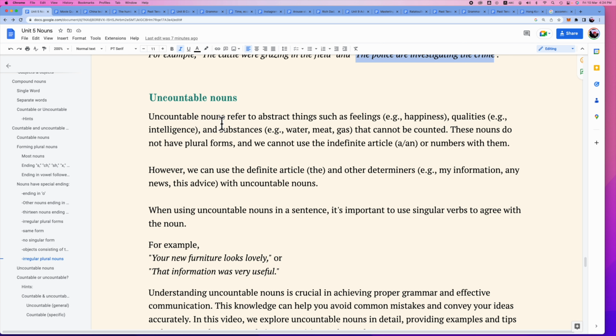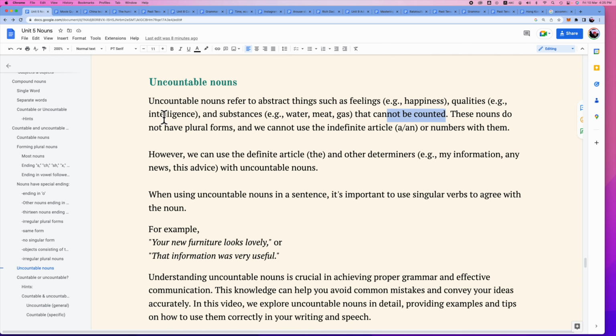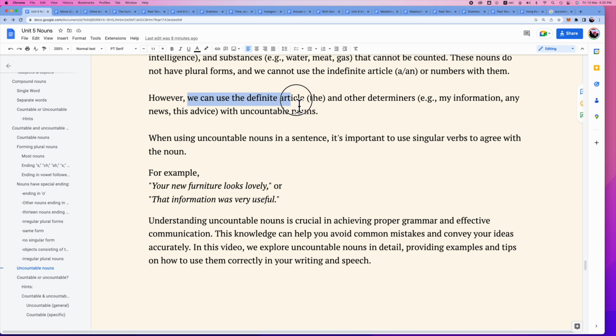And how about uncountable nouns? Let's take a look together. Uncountable nouns refer to abstract things such as feelings, qualities, substances. And they can't be counted with numbers. These nouns do not have a plural form as well. We do not use any indefinite article like a or an, or numbers with them. However, we could use the definite article the, and other determiners. For example, my information, any news, these advice with uncountable nouns.